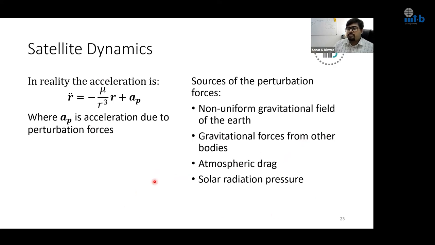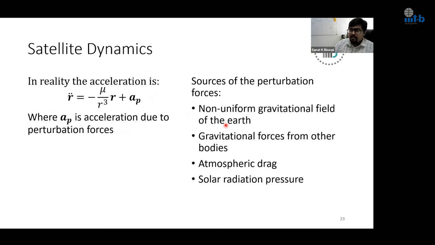Solar radiation pressure is basically this: you have the solar cells, and photons are bombarding the solar cell. Then there's absorption of the photons and reflection of the photons happening. That creates a momentum transfer, so the photons also add some force. That is what we call the solar radiation pressure. All these things are accommodated in this a_p. And this complete equation is fairly complicated.